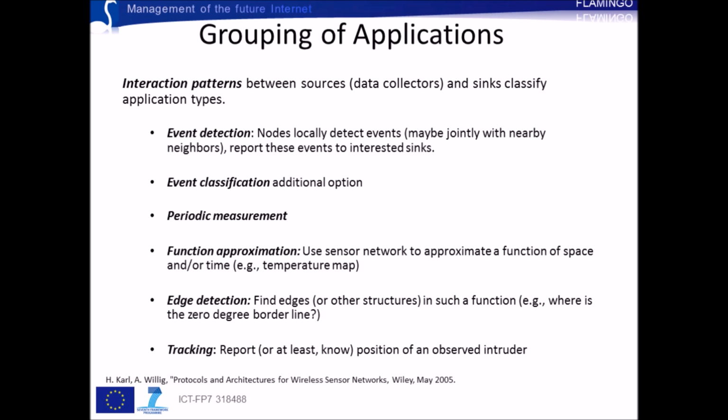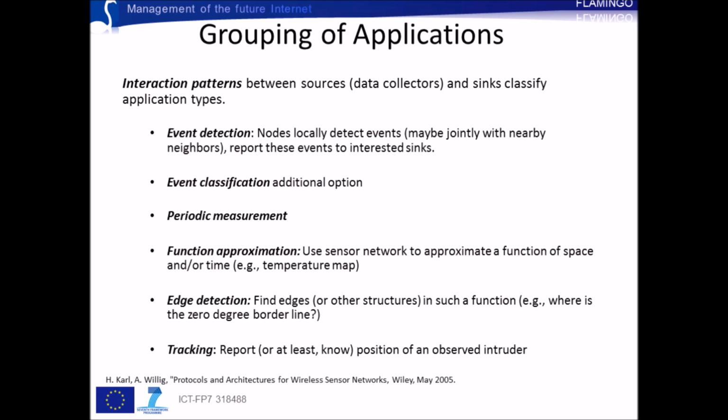The grouping has in common that interaction patterns between sources and sinks classify application types. For example, event detection. Nodes locally detect events, maybe jointly with nearby neighbors, report these events to interested sinks, and so on. Event classification is another option. Usually you have periodic measurements. This means the reporting is done in intervals, which are pre-deployed.